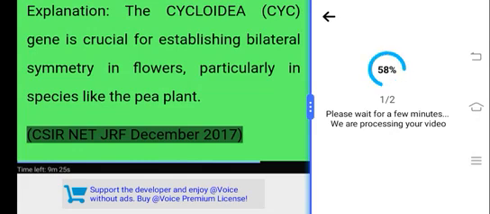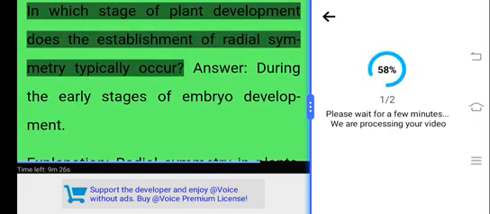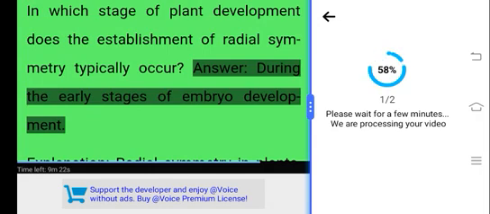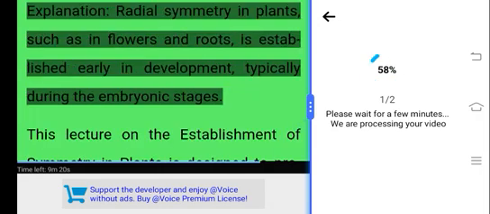CSIR NET JRF December 2017. In which stage of plant development does the establishment of radial symmetry typically occur? Answer: during the early stages of embryo development. Explanation: radial symmetry in plants, such as in flowers and roots, is established early in development, typically during the embryonic stages.